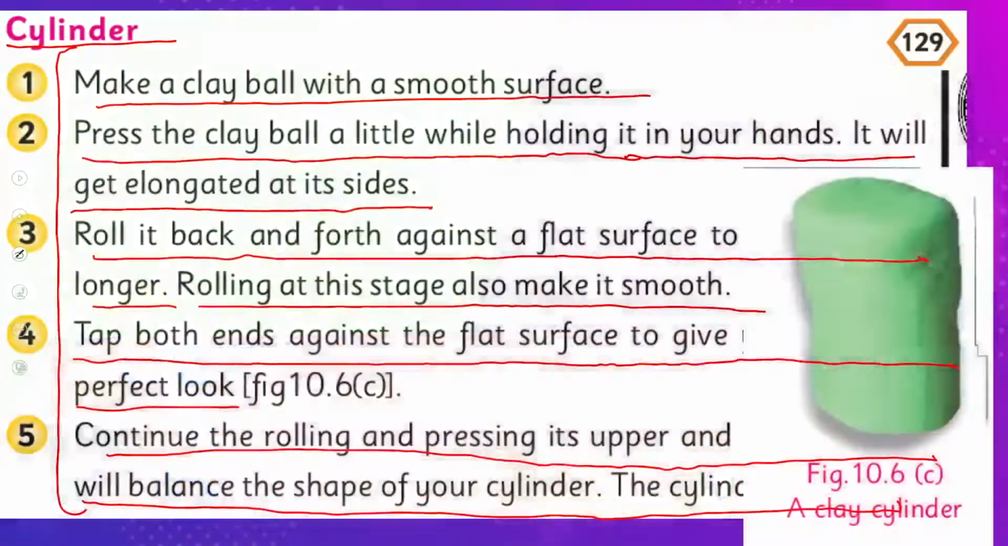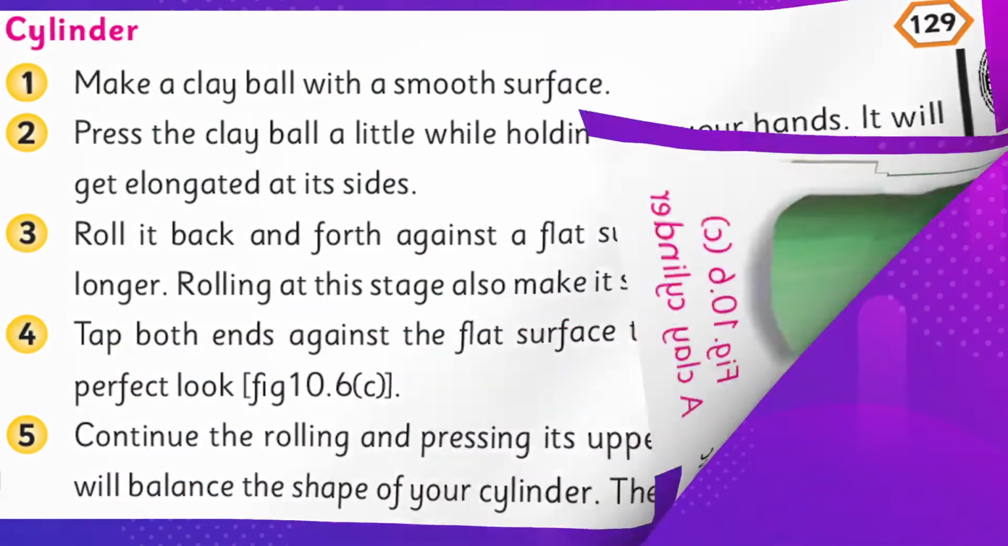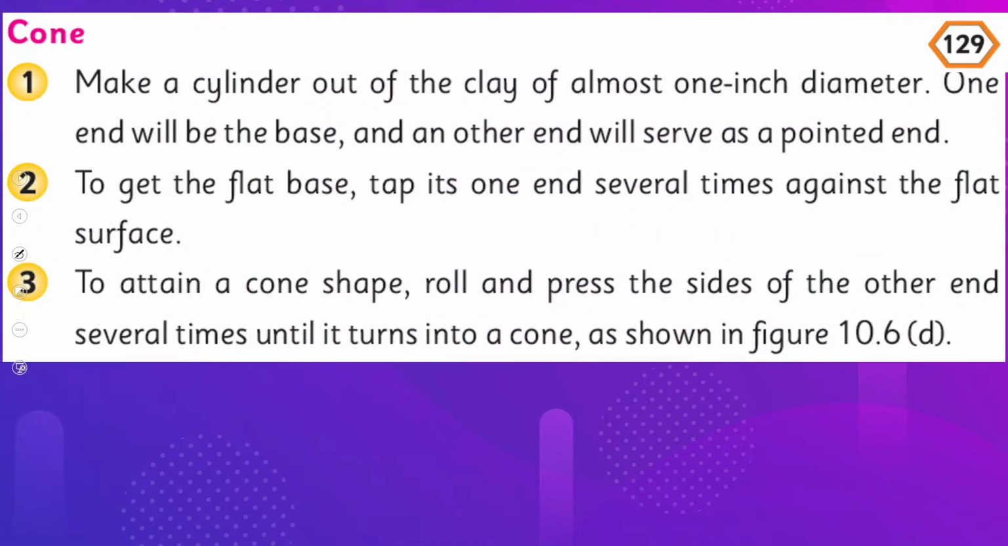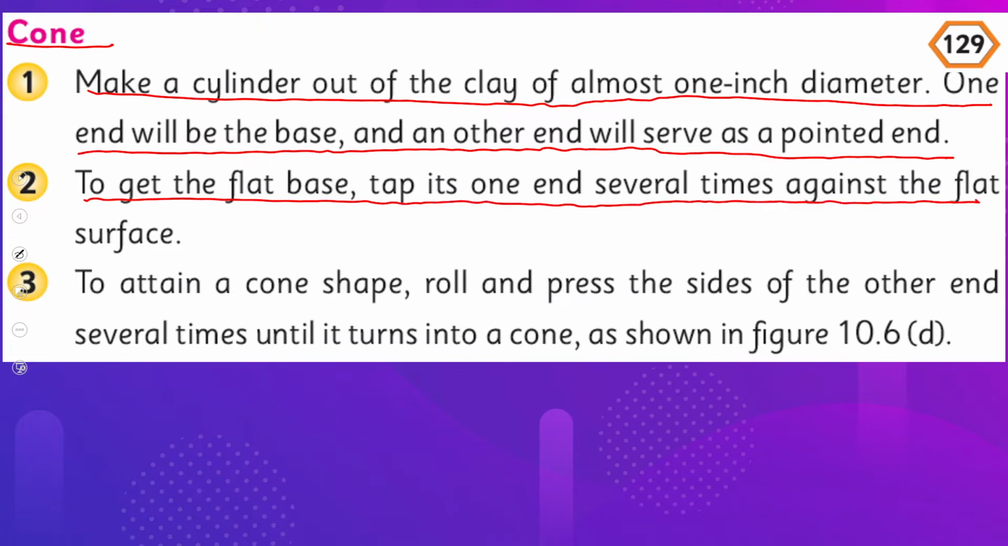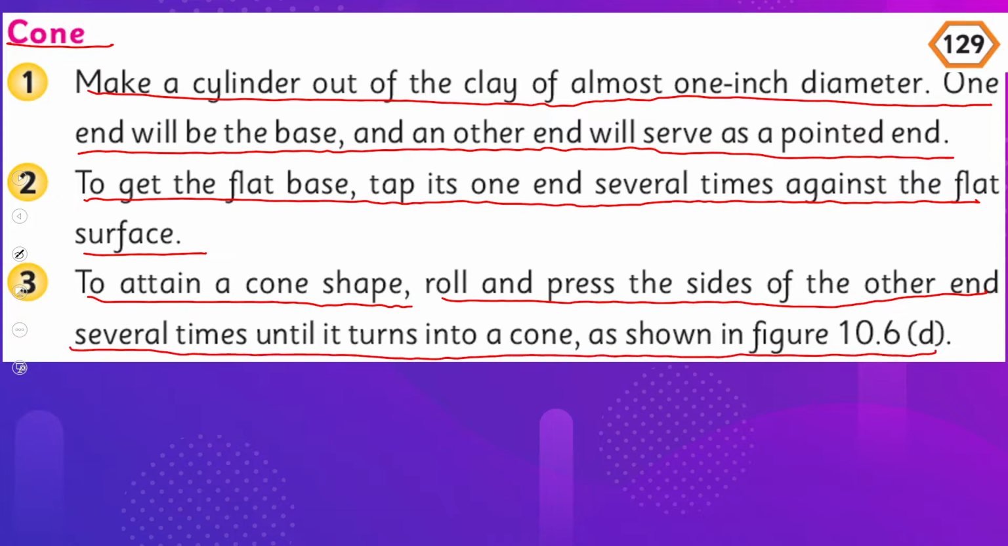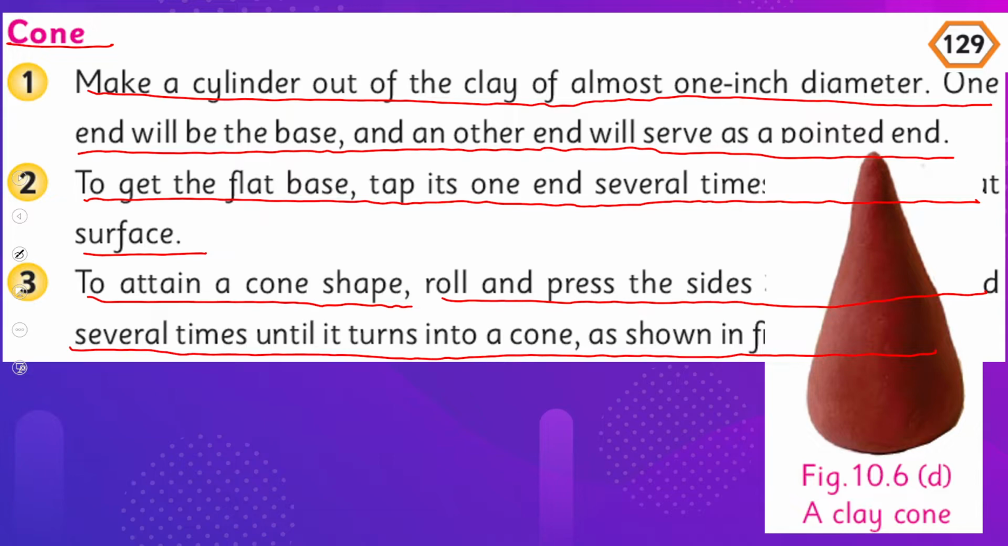Now let's move forward towards the next shape. So next is the cone. How can we make a cone? Let's quickly follow the steps. Make a cylinder out of the clay of almost 1 inch diameter. One end will be the base and the other end will serve as a pointed end. To get the flat base, tap its one end several times against the flat surface. To attain a cone shape, roll and press the sides of the other end several times until it turns into a cone as shown in figure 10.6D. So this is how you will make a cone.